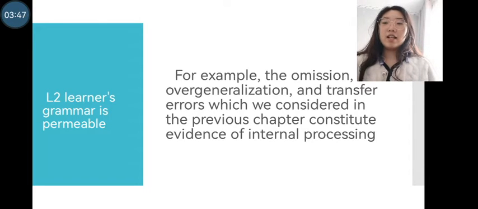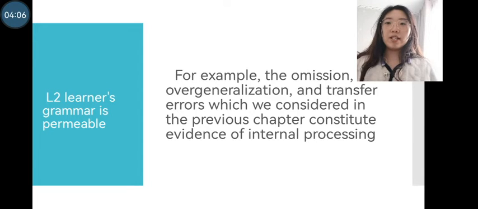Second, learners' grammar is permeable. That is, the grammar is open to influence from the outside and through the input. It is also influenced from the inside. For example, the omission, overgeneralization, and transfer errors, which we considered in the previous chapter, constitute evidence of internal processing.